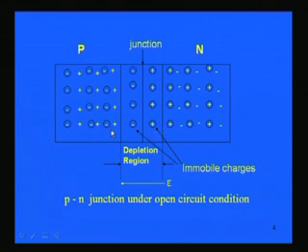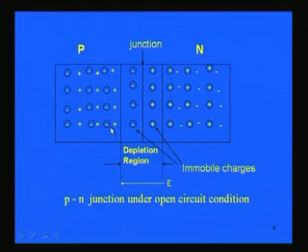That means these holes cannot now cross over the junction and come to the n side, because this will be stopped or prevented by this positive potential which is developed. This is also called barrier potential, because it is giving a barrier to further movement. So these holes now cannot move to the right, and the electrons cannot move from n side to p side, because this bound negative charge layer on the left side, or the p side, will be preventing it from crossing over to the n side.